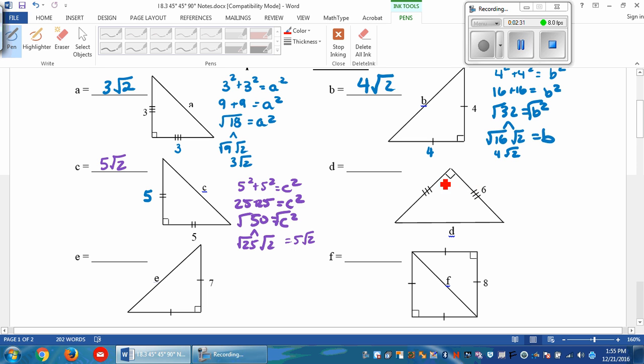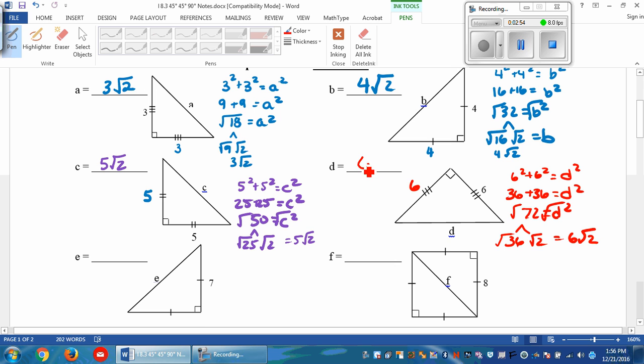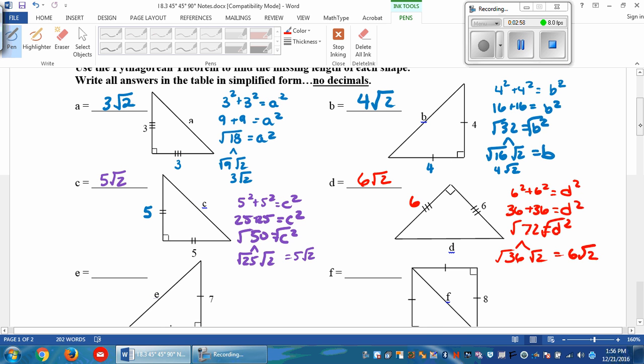And the next one is a right triangle. These sides are congruent again. So we end up with 6 squared plus 6 squared equals d squared for the Pythagorean Theorem. 36 plus 36 equals d squared, so 72 equals d squared. Root it, and 36 times 2 gives you the 72, so 6 root 2. Did you notice the pattern yet? Take yourself a second here.